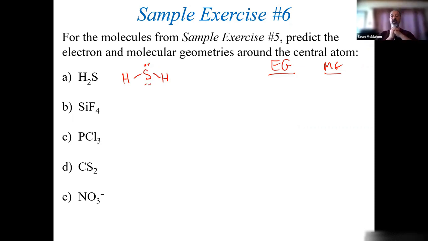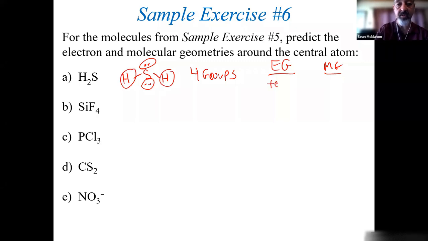So how many electron groups? Well, there are 4 groups. Why? 2 lone pairs and 2 atoms. So this is tetrahedral. However, there are 2 what? Lone pairs. So 2 lone pairs and 2 atoms make it bent, just like water, H2O.